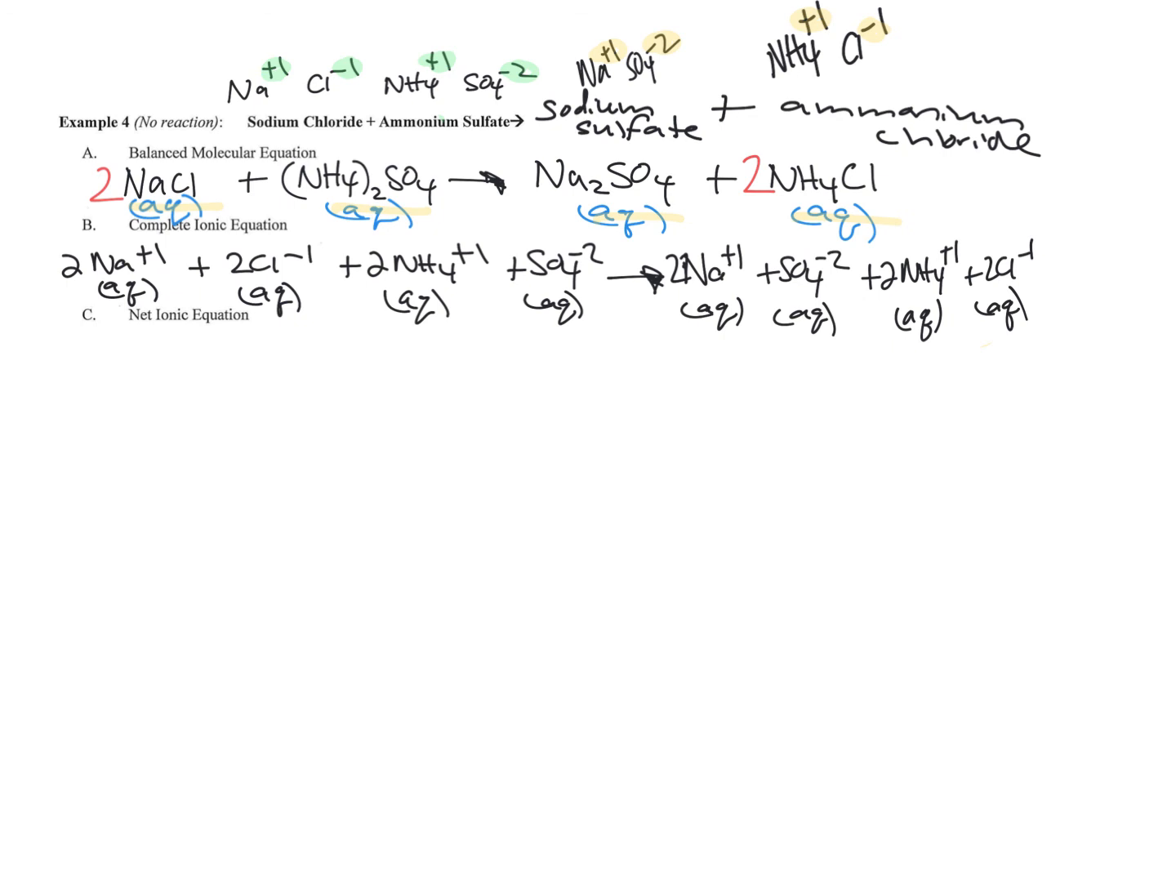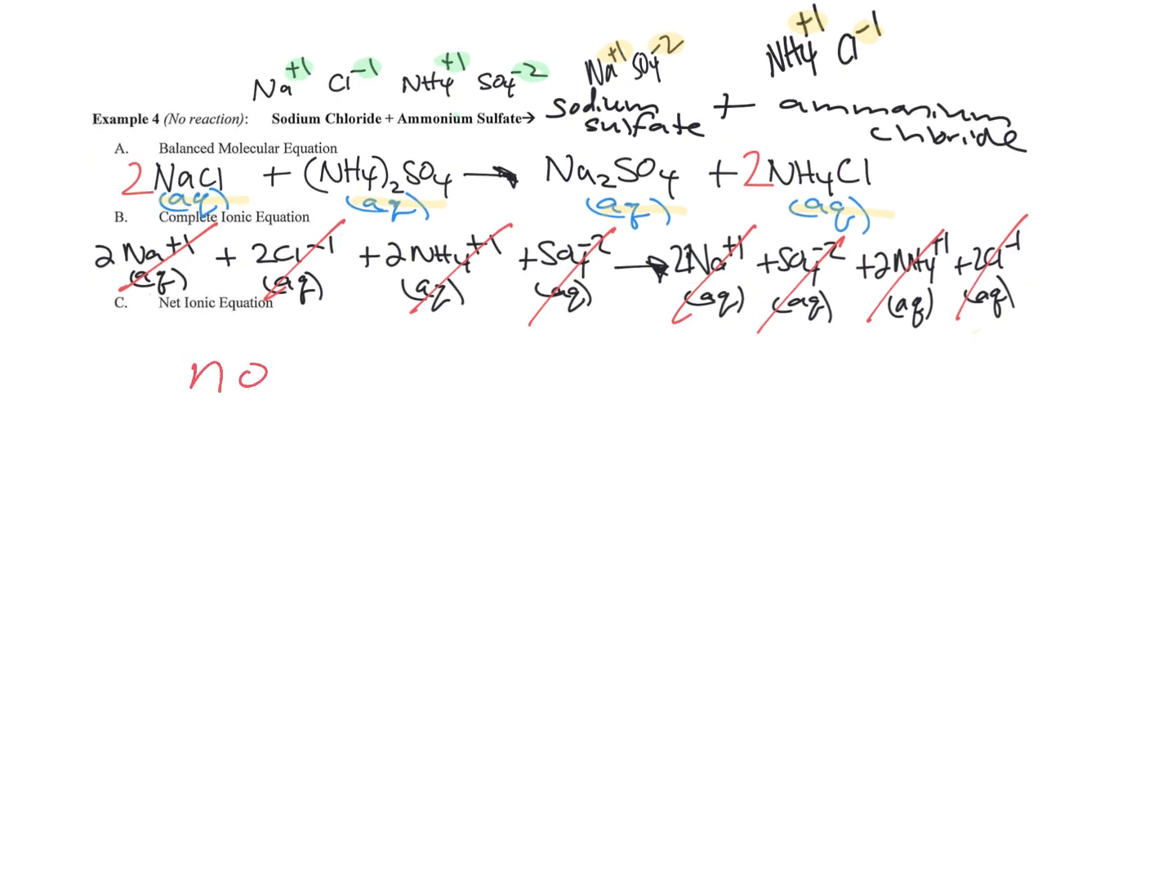So here's what that would look like if all of our compounds broke up in water. And then if you were to look for spectator ions, we had 2 sodium ions before the reaction, 2 sodium ions after the reaction. Started with 2 chlorine ions, ended with 2 chlorine ions. Started with 2 ammonium ions, ended with 2 ammonium ions. Started with 2 sulfate ions, ended with, not 2 sulfates, but 1 sulfate ion. So everything canceled out. So in this case, there would not be a net ionic.